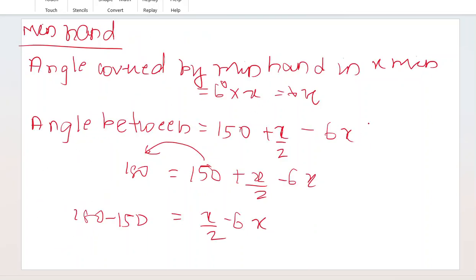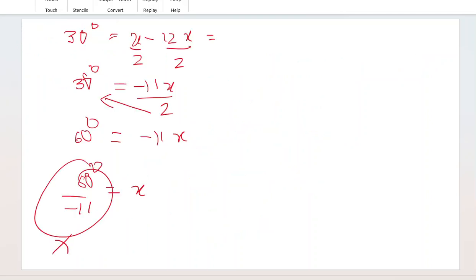Now what will happen is, the angle between will be 6x minus 150 plus x by 2. I take the 6x in front and minus 150 plus x by 2. That means this is the second case.